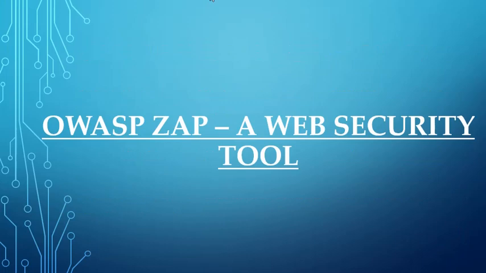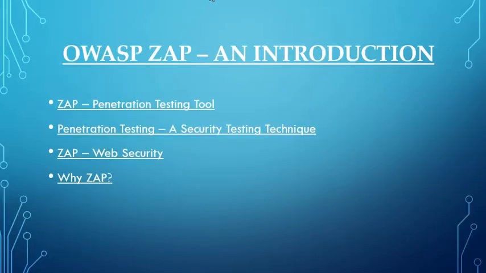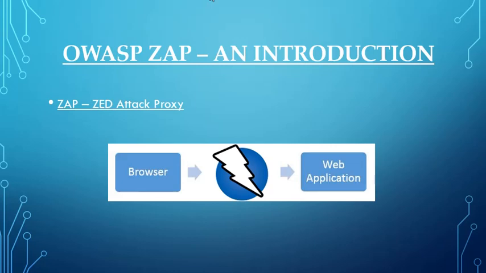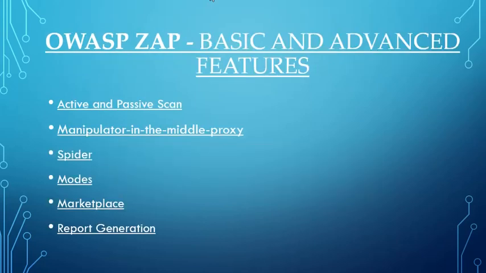So, OWASP ZAP. OWASP ZAP is a penetration testing tool. So, now what is penetration testing? Penetration testing is a security testing technique to find vulnerabilities and loopholes in web applications. ZAP is a web security tool. So why do we use ZAP? ZAP is a Zed Attack Proxy. Basic and advanced features of ZAP include active and passive scan, man-in-the-middle proxy, spider, modes, marketplace, report generation.